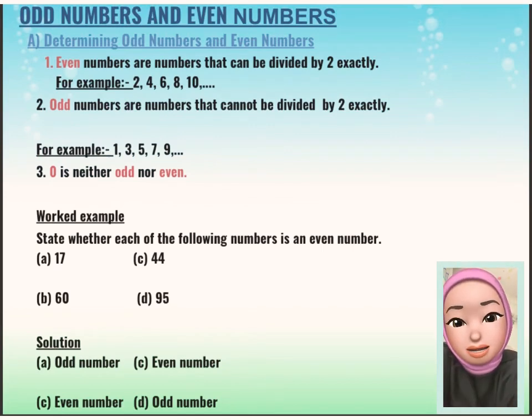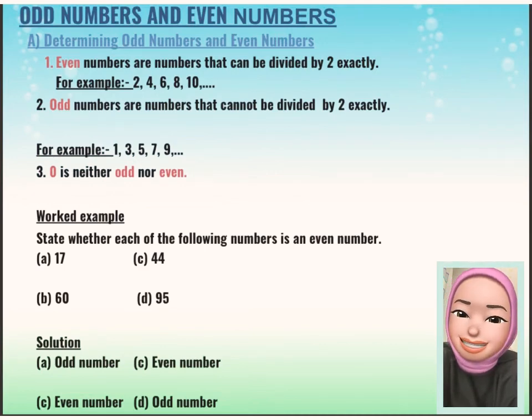Look at the example given. State whether each of the following numbers is an even number or odd number. A. 17 is an odd number. B. 60. It is an even number. C. 44. Also an even number. D. 95. It is an odd number.